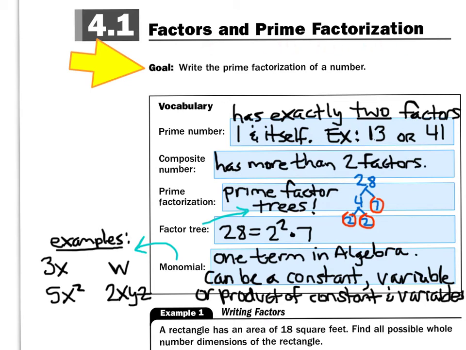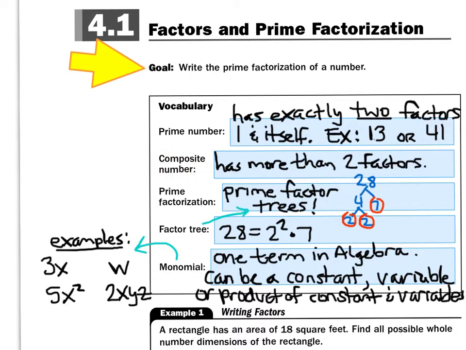Okay, so let's take a look at the vocabulary prime numbers. A prime number is any number that has exactly two factors. So it's always the number 1 and itself. For example, 13 has two factors, 13 and 1. And 41 has two factors, 1 times 41.